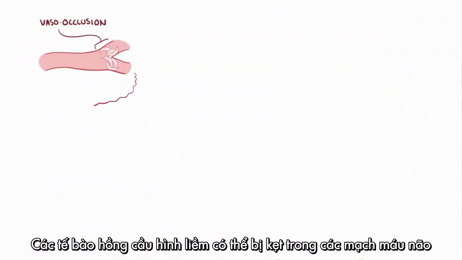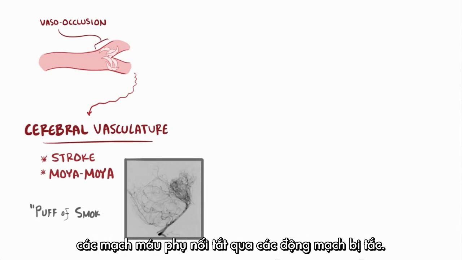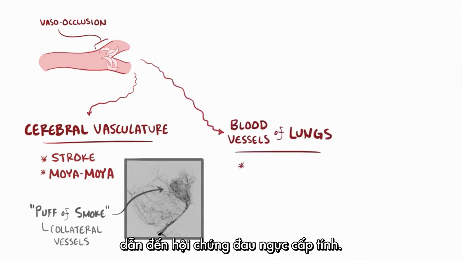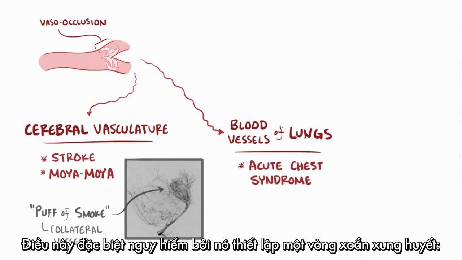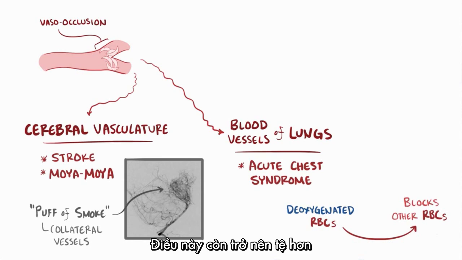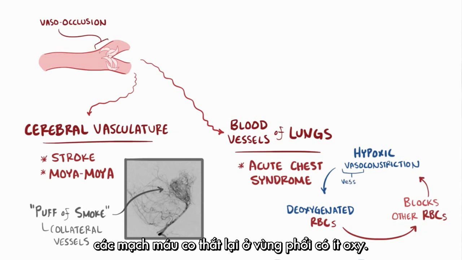Sickled red blood cells can also get stuck in the cerebral vasculature, causing strokes and moyamoya disease, which is named for a puff of smoke, describing collateral vessels that bypass blocked arteries. They can also get stuck in the blood vessels of the lungs, leading to acute chest syndrome. And this is particularly dangerous because it sets up a vicious cycle of congested, deoxygenated red blood cells preventing other red blood cells from getting oxygen. And this is made worse by the lung's natural tendency for hypoxic vasoconstriction, which is blood vessel constriction in areas of the lungs that are low in oxygen.